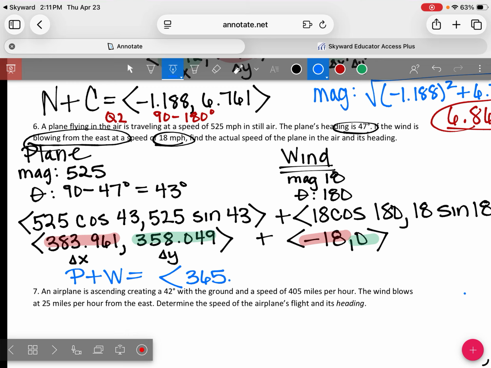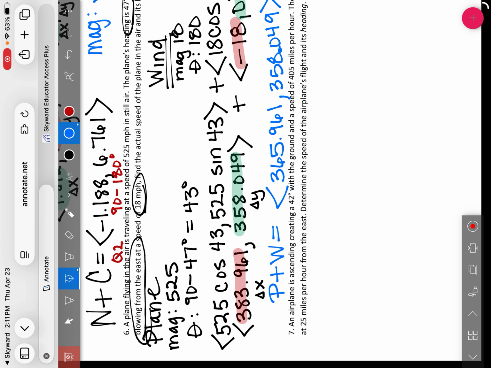So the wind, since we're going against the wind, the speed is slowing down. Okay, so 365.961, 358. Now both of these are positive. So our direction needs to fall between 0 and 90. So I want you to use this vector right here. Use the formula for speed, magnitude, and for direction, and find what you get.